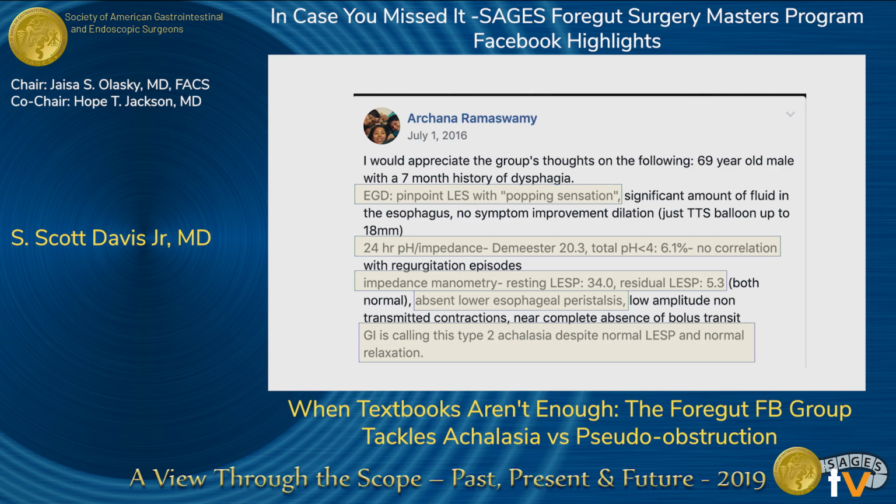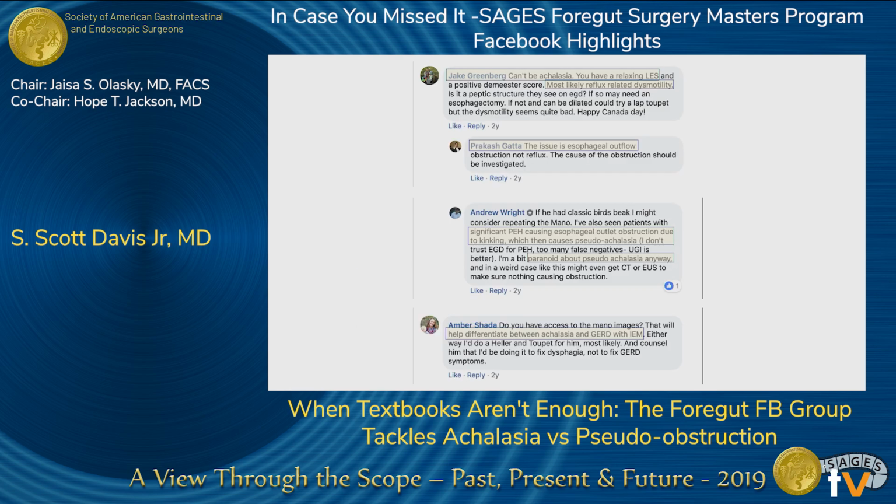So the question with type 2, remember, is whether there might be a hiatal hernia present, but we have a patient with hyperacidity in the esophagus. And so there's a discussion about whether this could be achalasia or not. Some feel that because the LES is relaxing, it shouldn't be achalasia, that it's most likely reflux related. And Dr. Gata points out that this looks like an esophageal outflow obstruction, possibly from a hiatal hernia. Andy is wondering whether there might be a significant PEH and whether a CT scan should be done, and Common City's paranoid about pseudoachalasia anyway.